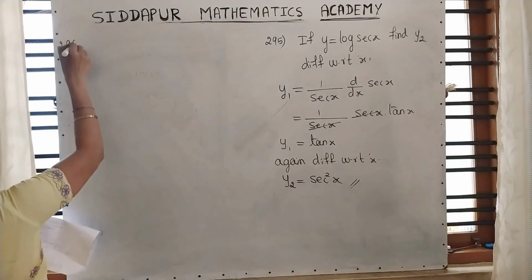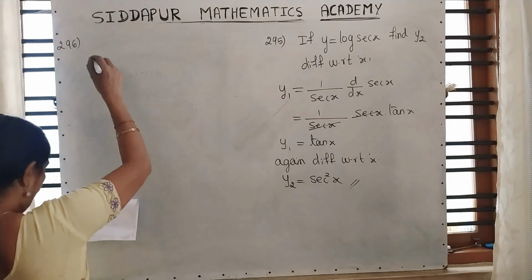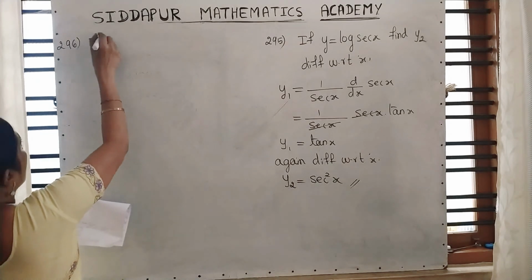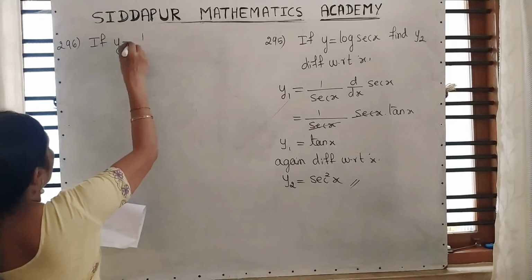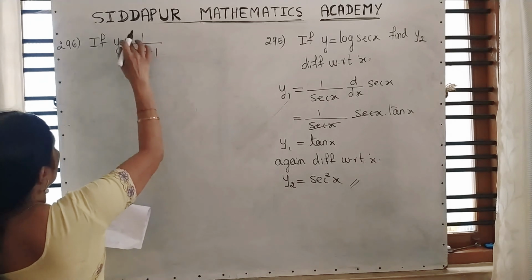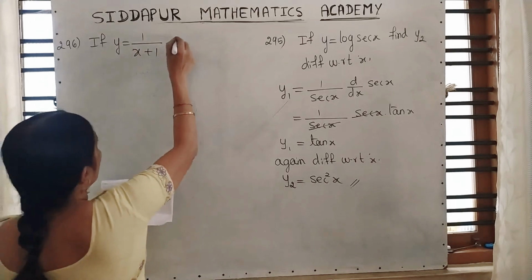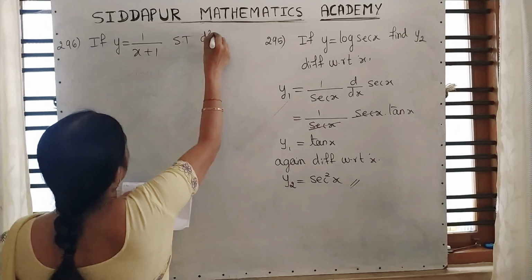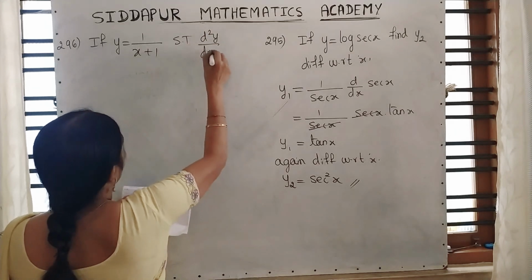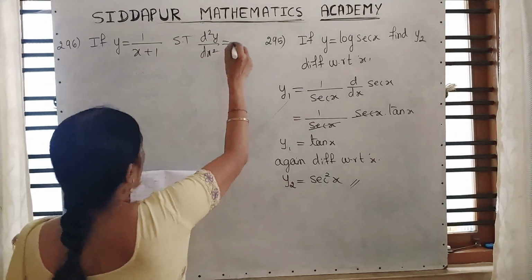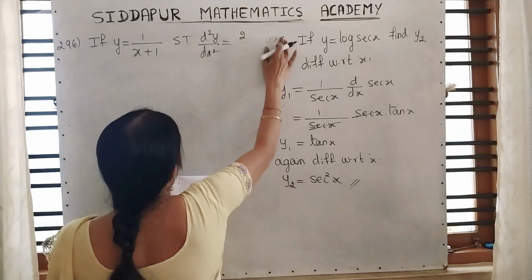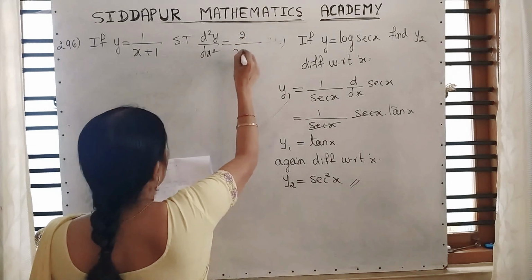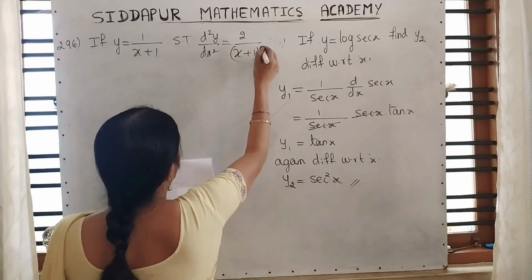Question number 296. If y is equal to 1 upon x plus 1, show that d square y upon dx square is 2 upon x plus 1 whole cube.